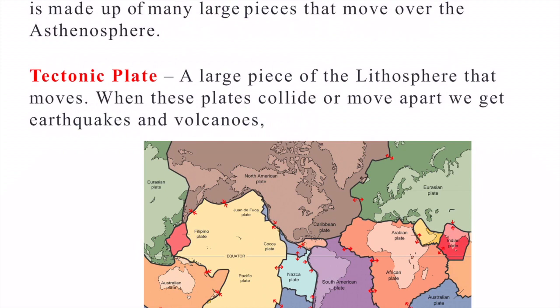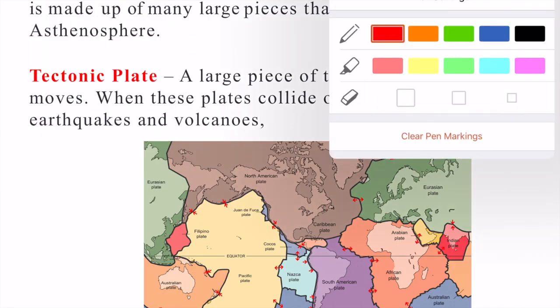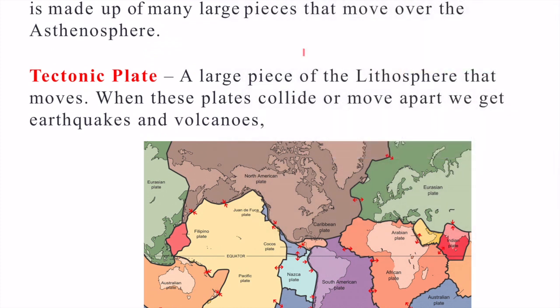Before we jump into it, we do have a couple of definitions. The first definition is the idea of plate tectonics. Plate tectonics is the theory that the Earth's lithosphere, remember lithosphere, we did our layers of the Earth last week. The lithosphere is that topmost, almost a shell of the Earth. The Earth's lithosphere is made up of many large pieces that move over the asthenosphere.